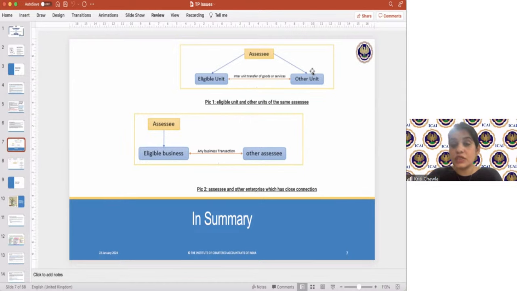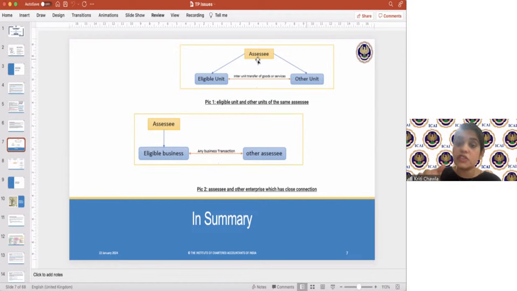When they say eligible unit, it basically talks about units which are there under section 80-IA, 80-IB, 10AA, 115BAE, etc. So now, if this assessee has two units in India and one unit is transferring goods and services to the eligible unit, then you know that transfer pricing will be applicable domestically within these two units of the same assessee in India.